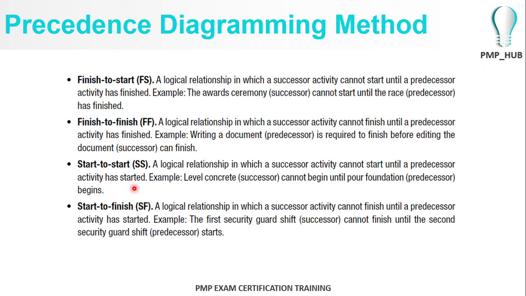A start to start example in the PMBOK: leveling a concrete, the successor activity cannot begin. To start leveling the concrete, first you have to pour the concrete. So you have to start pouring the concrete into your slab if you want to start leveling your concrete. First you have to start pouring your foundation, and only then start leveling your concrete. A start to finish example: the first security guard shift, the successor cannot finish until the second security guard starts.